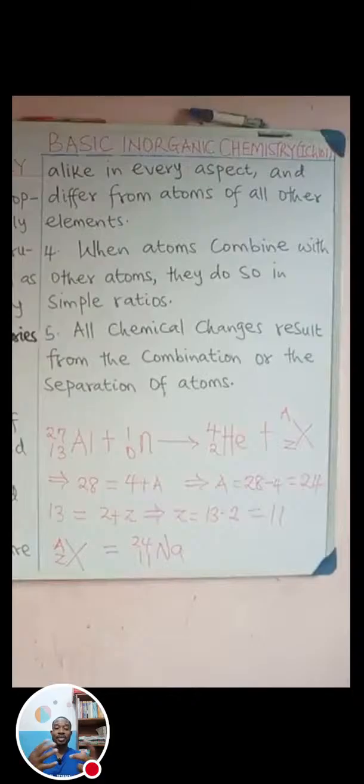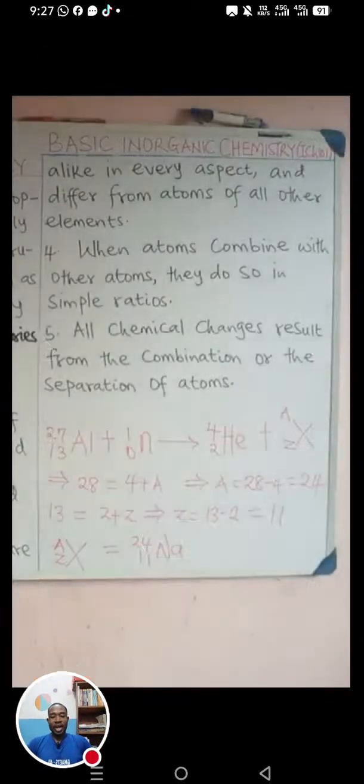Whenever you are dealing with chemical changes, what happens is that an atom in a particular compound may separate from that compound to combine with another atom in another compound. So there is a separation and then subsequent combination. So chemical changes are a result of separation and combination of atoms. So that is that about Dalton's atomic theory. And remember, Dalton is known as the father of the atom, John Dalton.